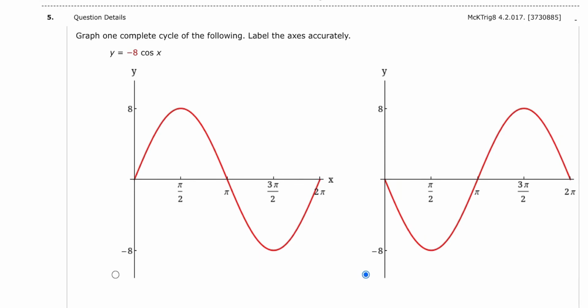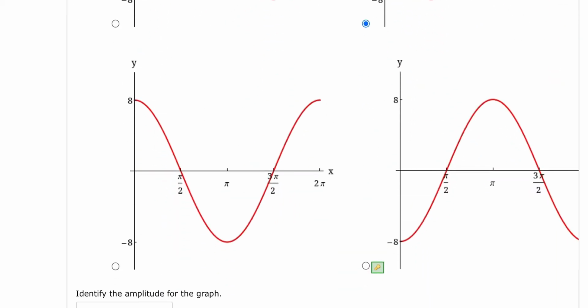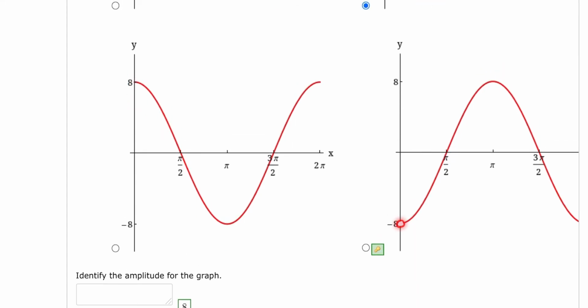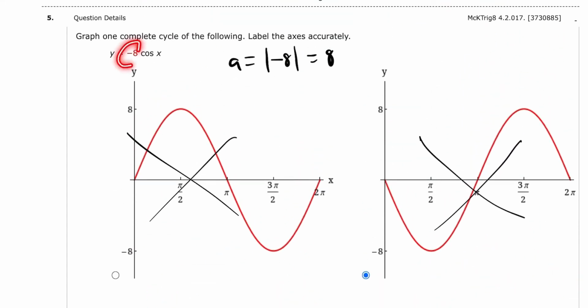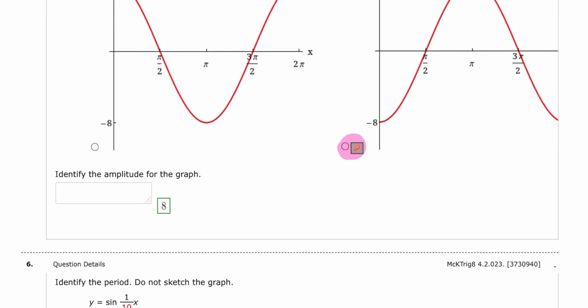All right, this one, the amplitude is going to be absolute value of A, which is 8. And cosine starts at the amplitude. It does not start at 0. So this would be out of the question. So it's going to start at the amplitude or negative amplitude, depending on what the sign is. This is a -8, which means it's going to be down here. So that is the correct choice. And there's our amplitude.